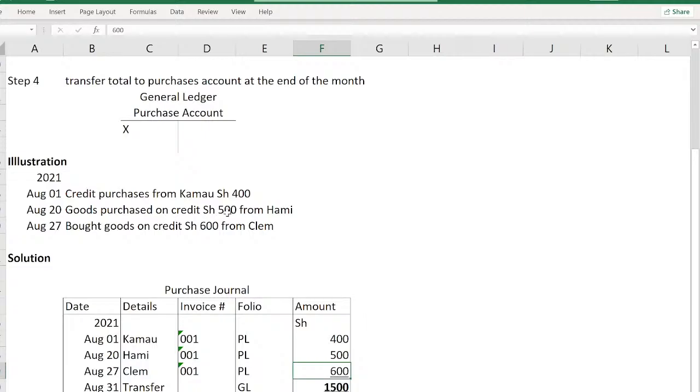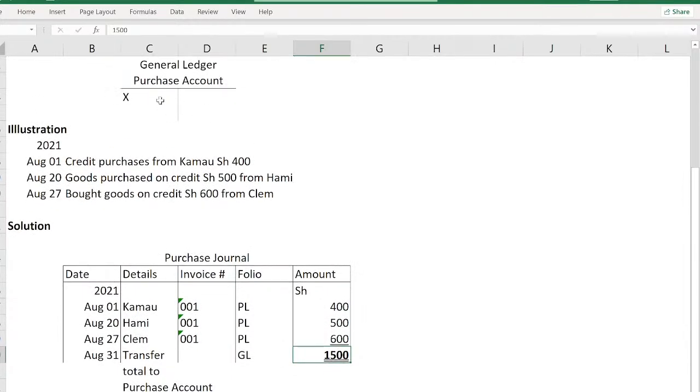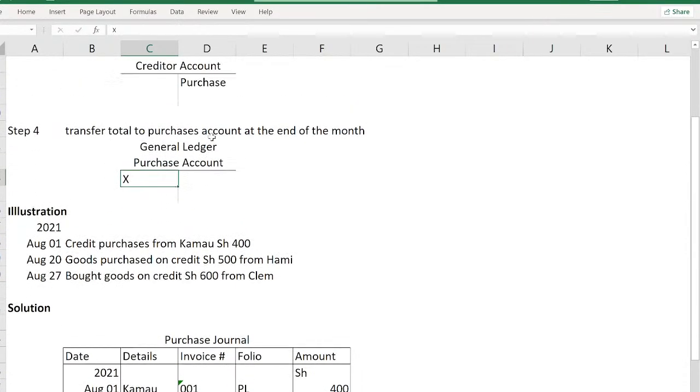We transfer the total to purchase account at the end of the month. So August 31st, we are going to transfer the total to purchase account, which is 1500. And this one we are going to debit. So you remember those are the two differences.